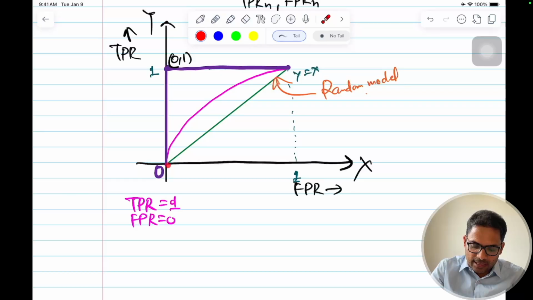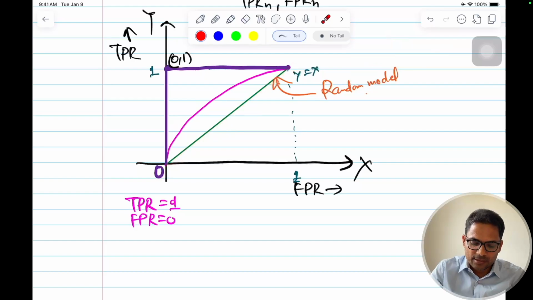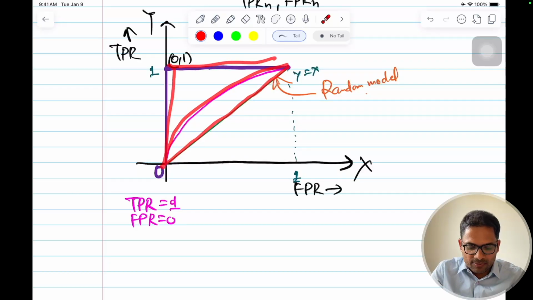And this is a random model. Randomly, if I classify 1 0 1 0 1 0, half of them as 1, half of them as 0, then you'll get this line. So this is your worst model. Anything below this, we'll talk about later. So this is your worst, this is your best. Anything in between will be your good model.